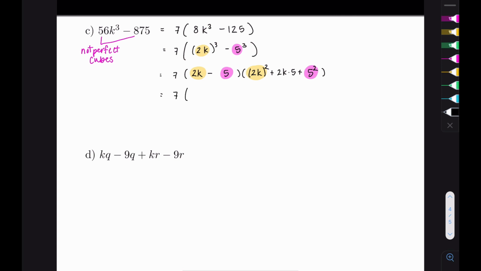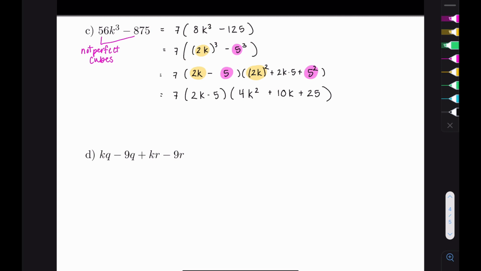And then from here, just a tiny bit of cleanup. 2k squared would be 4k squared. 2 times 5 gives us 10. And 5 squared is 25. Okay. So that is our fully factored form.